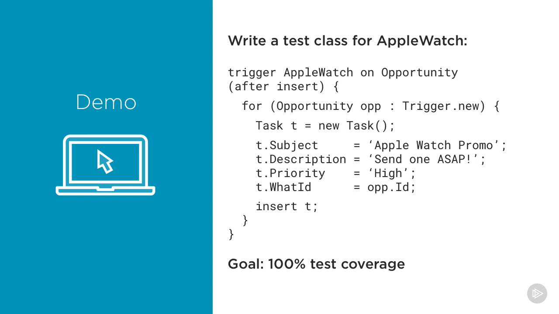Since our trigger always runs when an opportunity is created, all we need to do in our test class is create an opportunity. This will force all of the code in the Apple Watch trigger to run and give us 100% code coverage. Not too bad, right?